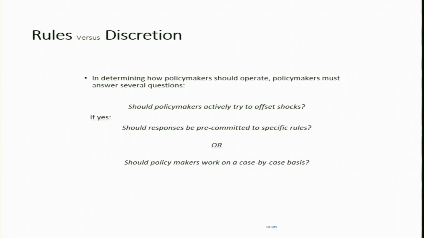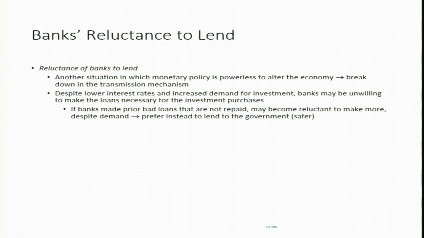So in determining how policymakers should operate, policymakers must answer several questions. Should policymakers actively try to offset shocks? If yes, should responses be pre-committed to specific rules, that means rule based, or discretionary or activist based, or should policymakers work on a case by case basis?